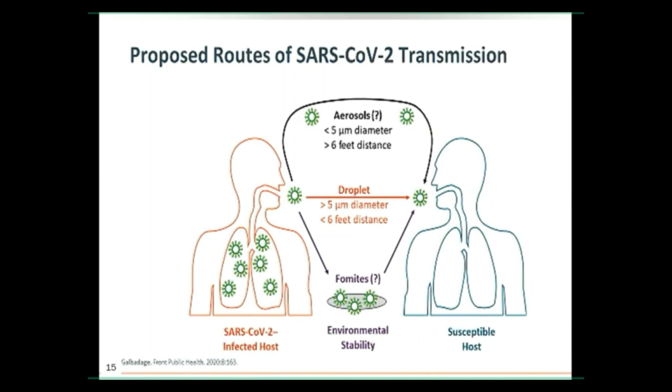So next we get onto this really important question: how is SARS-CoV-2 transmitted? It appears the most common is droplet spread. Droplet spread is by particles more than 5 microns that travel less than 6 feet. The other postulated mechanisms are aerosol, which involves particles less than 5 microns that travel greater than 6 feet, and then fomites.